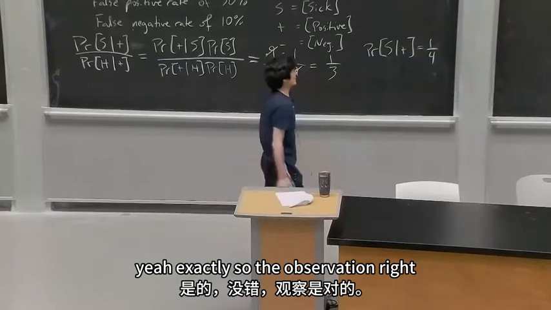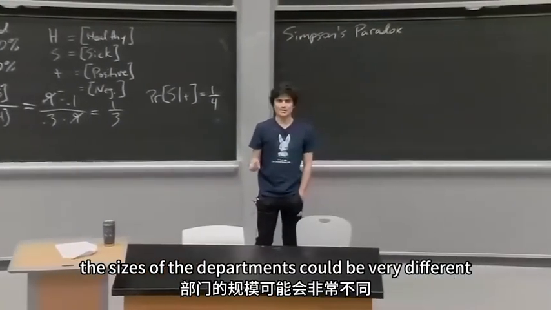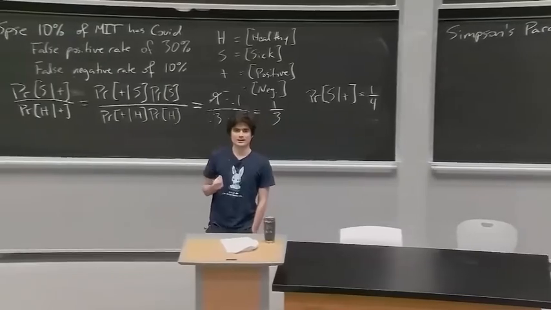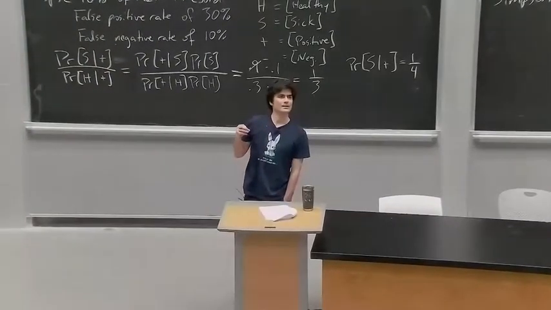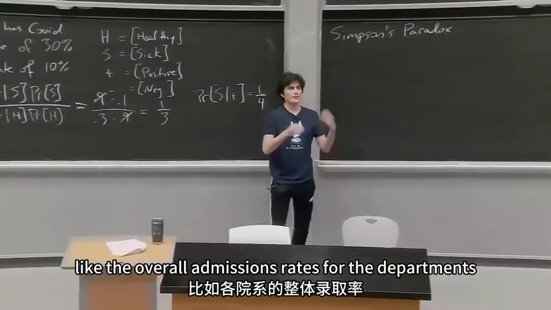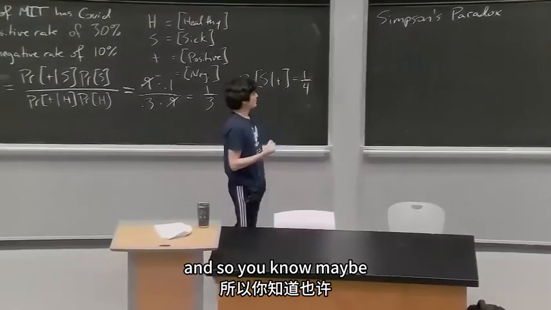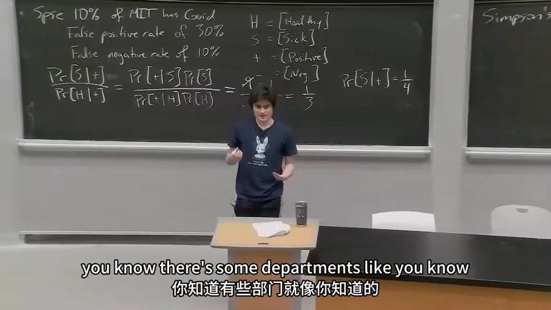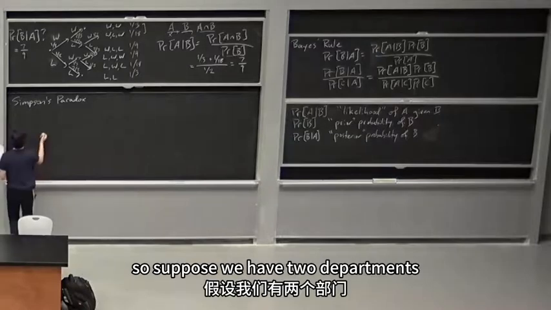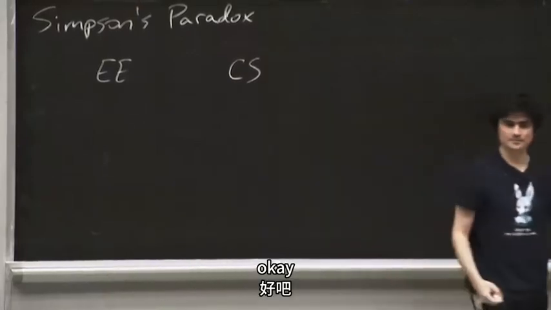Yeah, exactly. So the observation, right, was that the sizes of the departments could be very different, right? And what else? Yeah, so the overall admissions rates for the departments can also be very different, right? And so maybe there's some departments, like, let's take a look at a very simple example, okay? So suppose we have two departments, EE and CS, okay?